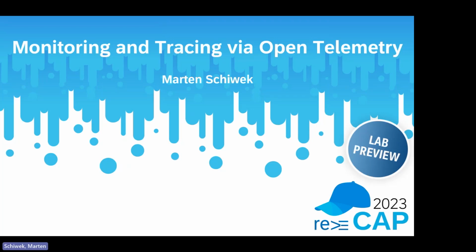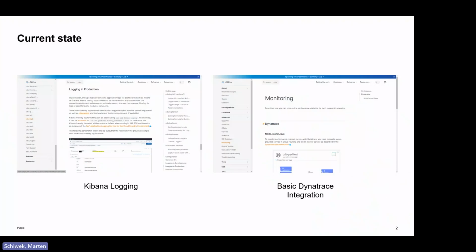Thanks for joining. So I'm talking about monitoring tracing via OpenTelemetry. Let's just look at the current state. The current state is that with CAP out of the box, we offer Kibana logging for production scenarios, and also a basic Dynatrace integration. You can use the OneAgent if you inject an environment variable, and then monitor the application via that.